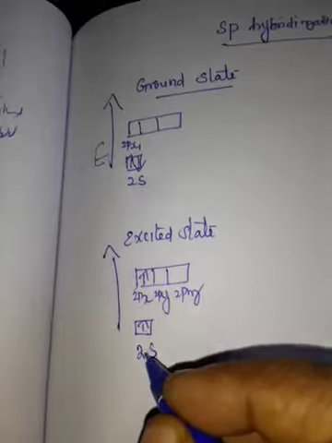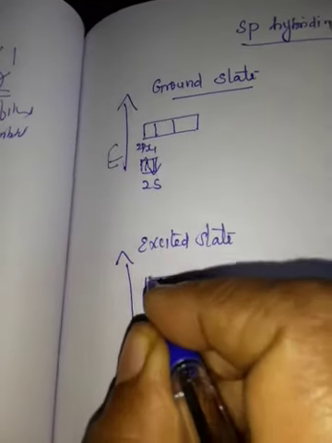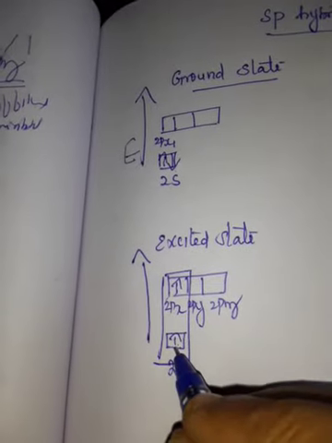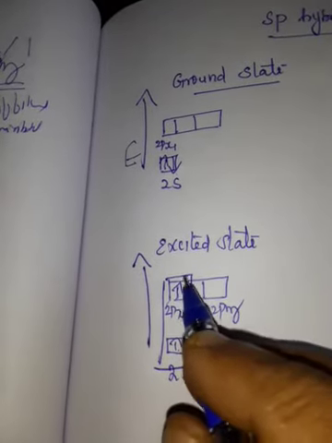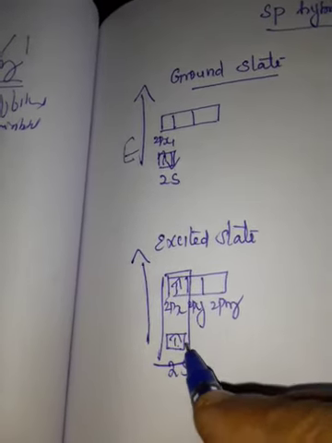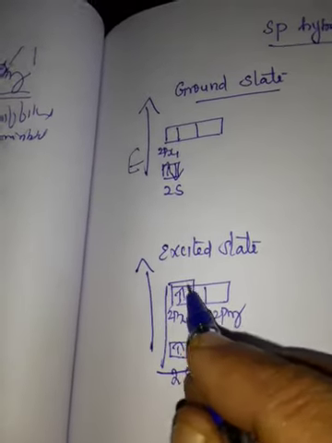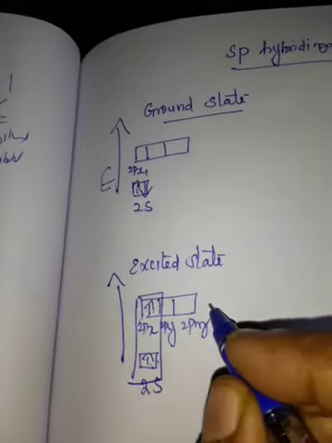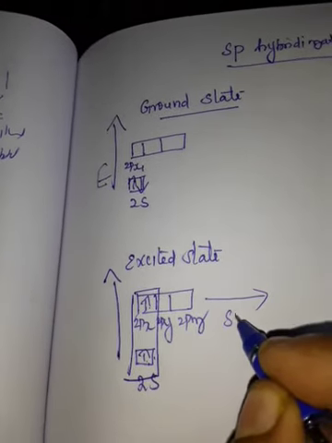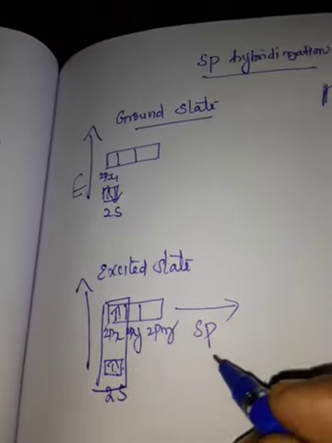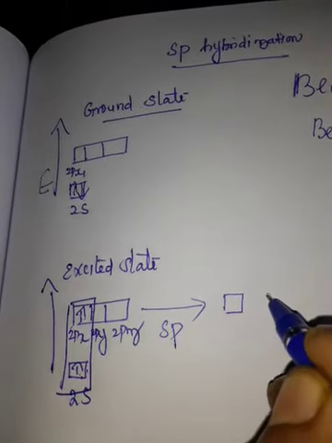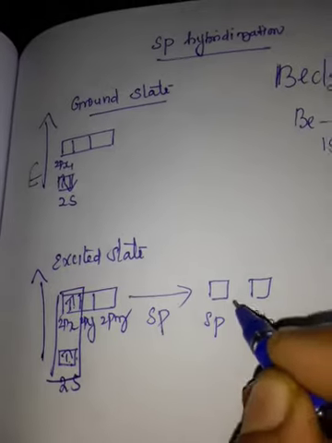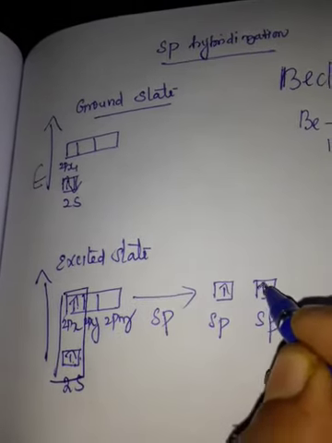So now 1s and 1p. One electron from here jumps to p. So 1s and 1p get hybridized. sp hybridization giving 2 hybrid orbitals, sp, each having 1 electron.